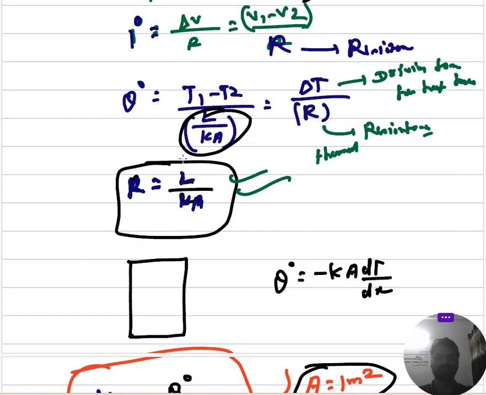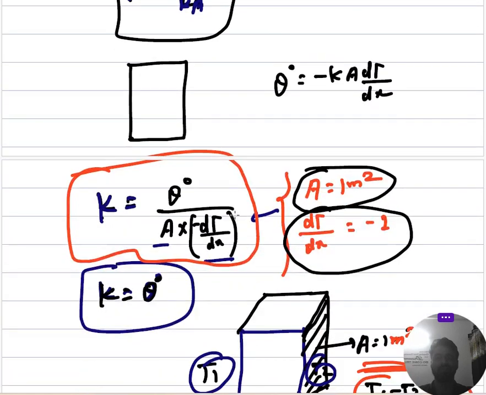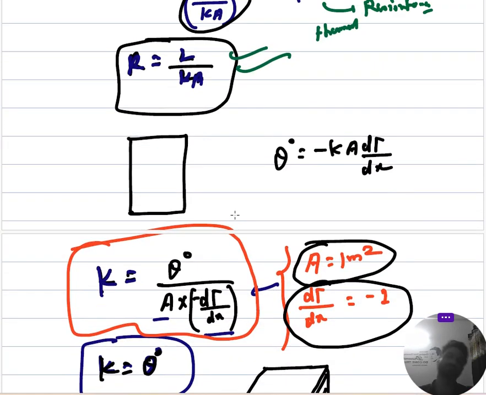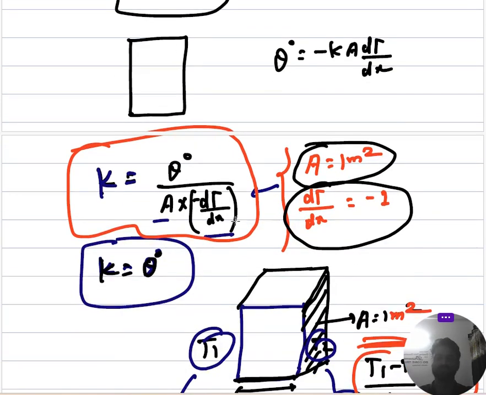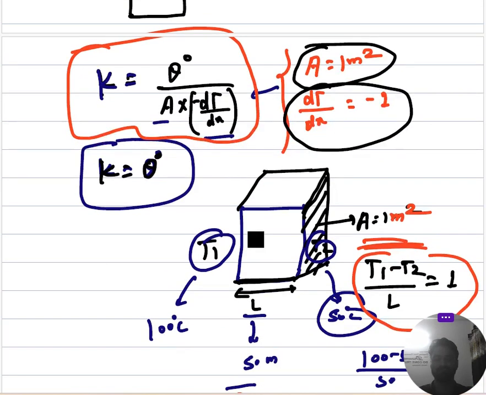So the resistance in a conducting solid having thickness L, thermal conductivity k, and cross-sectional area A will be equal to R equals L by kA. This question was asked in GATE 2024 by IISc Bangalore. It was a very simple question, but again you can see fundamental questions can be asked in GATE also.